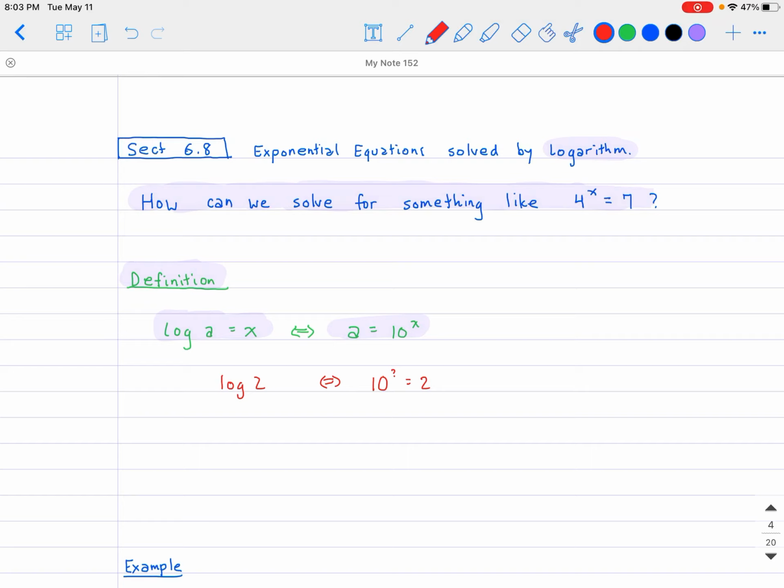This is where your calculator comes in. You take this log of 2 and plug it into your calculator, and you get a numerical answer, which, if I remember correctly, is approximately 0.301. So in conclusion, log of 2, meaning 10 raised to what power is equal to 2, is equivalent to 0.301.